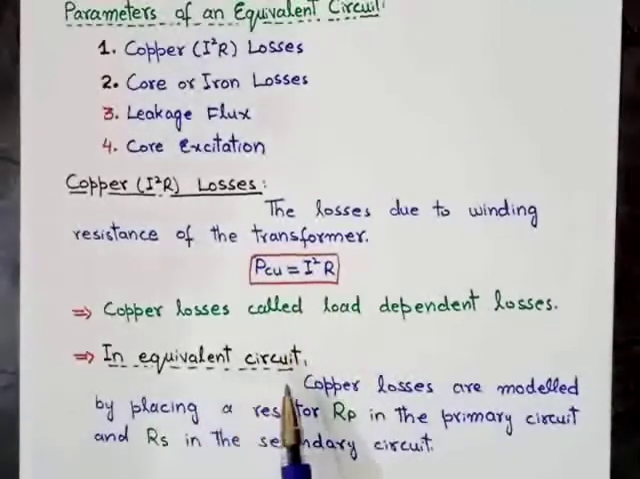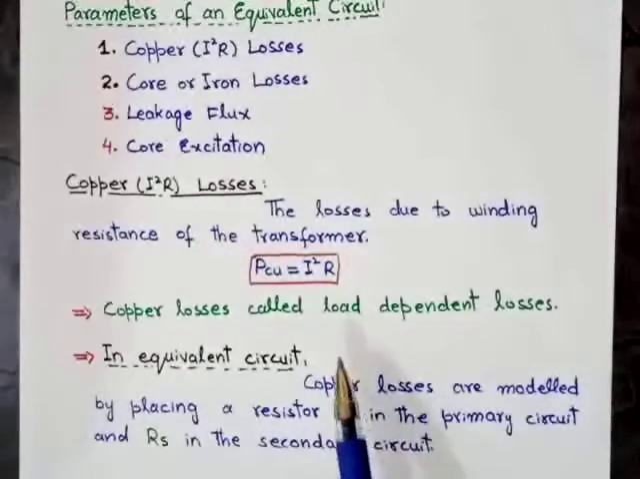In an equivalent circuit, copper losses are modeled by placing a resistor Rp in the primary circuit and Rs in the secondary circuit. When we draw the equivalent circuit, we will show the copper losses as resistors Rp in the primary circuit and Rs in the secondary circuit.